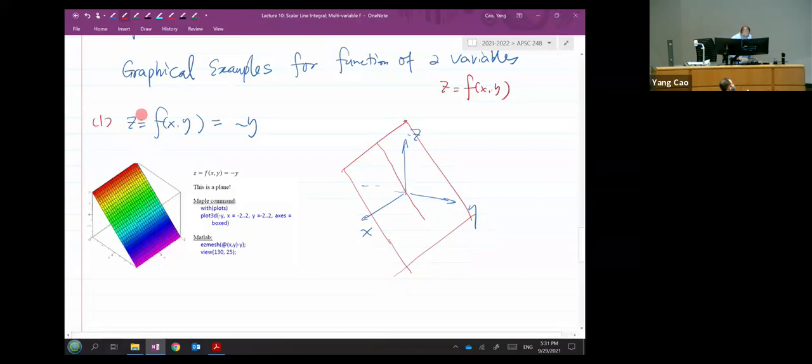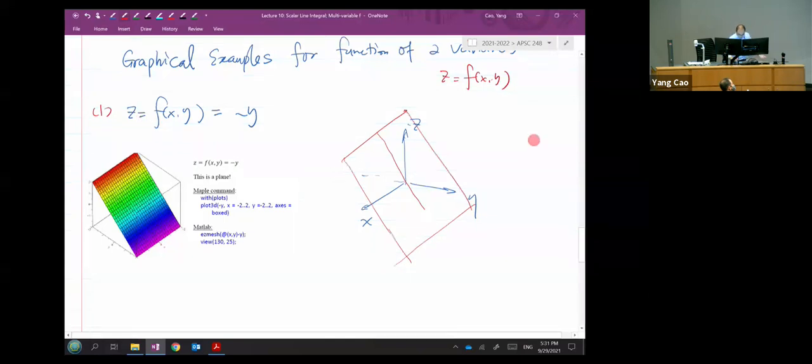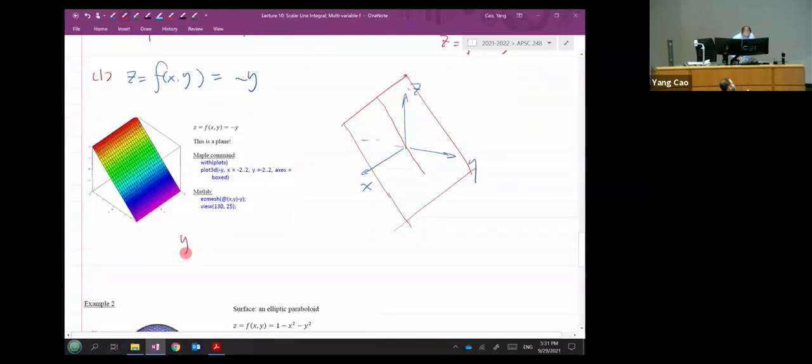So next time something comes to your head, let's say, for example, what does y equals 2x plus 3 look like? It's a line in 2D, but in 3D it becomes a plane. That's the concept I want you to establish here.